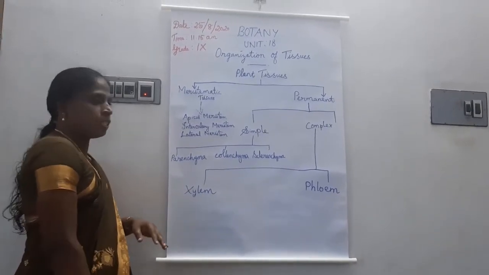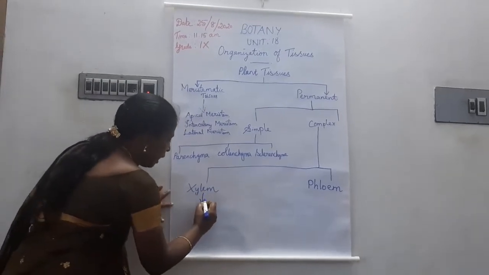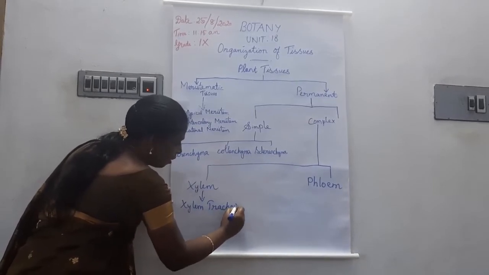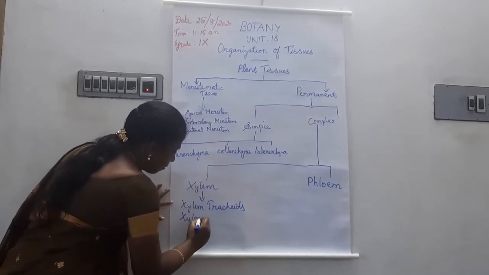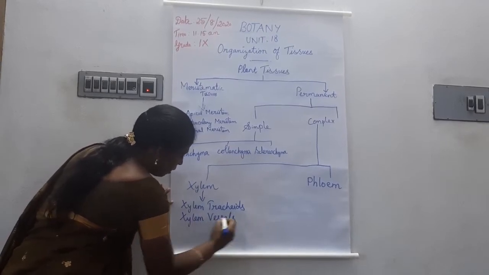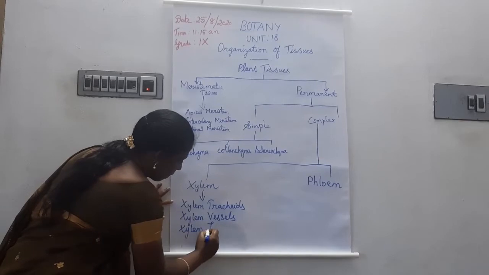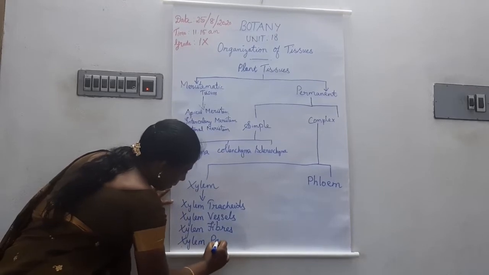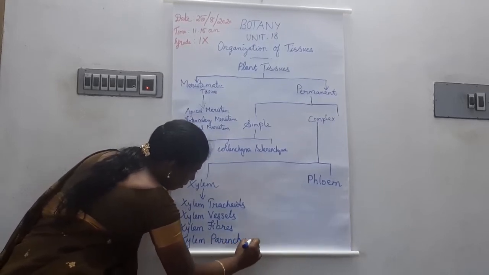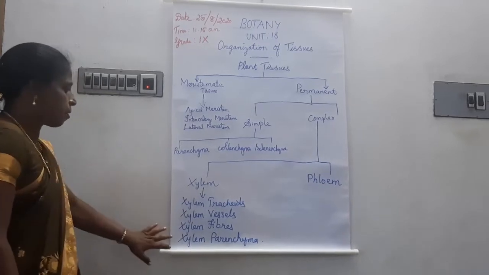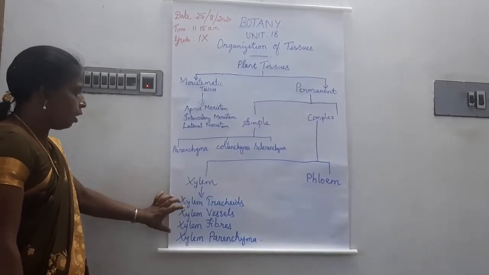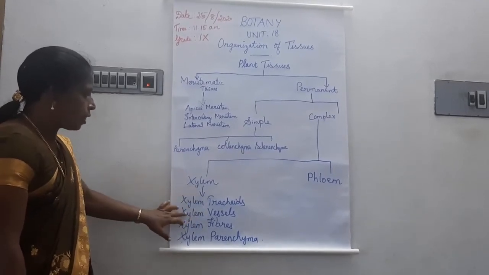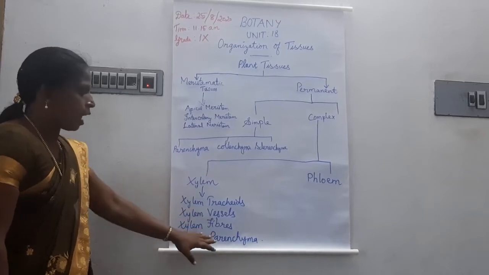The xylem consists of four types of tissues. They are xylem tracheids, xylem vessels, xylem fibers and xylem parenchyma. So xylem consists of four types of tissues, and they work as a single unit.